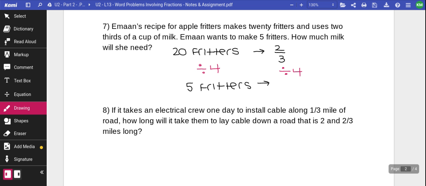2, fraction button 3. So that's what I'm going to use. And divide by 4. What are you getting as an amount of milk, Jax? 1/6. So 1/6 of a cup of milk.